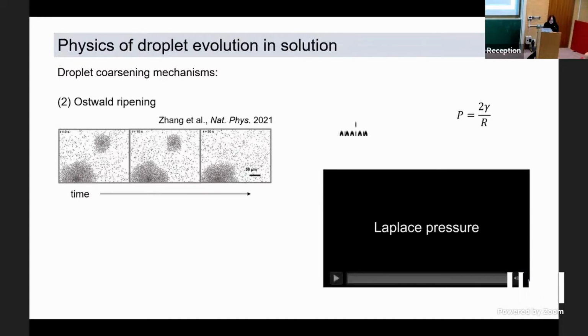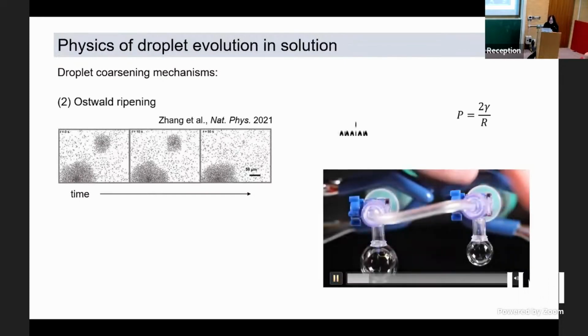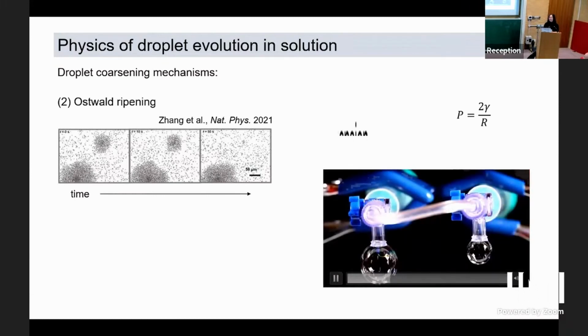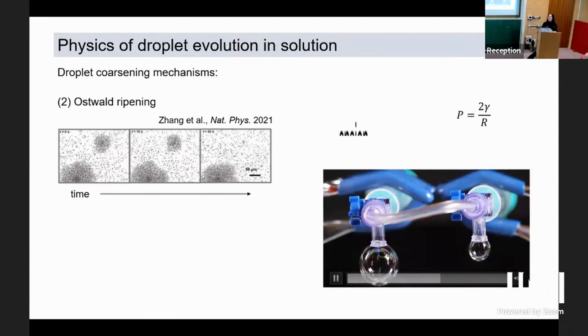I was trying to find a movie to give a visual effect. This is just an analogy, not exactly a droplet, but you can see 2 bubbles of different sizes. When they are connected with each other through a tube, the smaller one has higher pressure, so it shrinks and the air in the bubble goes to the larger one. All right.